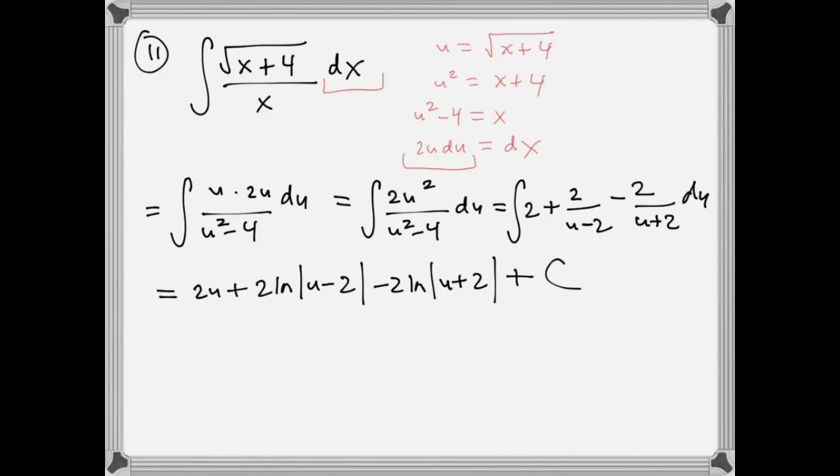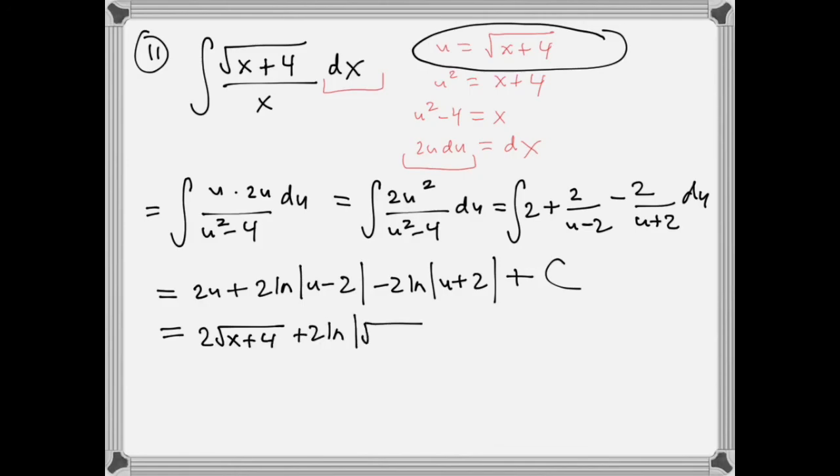We are not done though. We can't leave our answers with u, so come back to our original substitution, right? u is equal to the square root of x plus 4. So the answer is going to be 2 square root of x plus 4 plus 2 natural log of the absolute value of the square root of x plus 4 minus 2, minus 2 natural log of the absolute value of square root of x plus 4 plus 2, plus c.